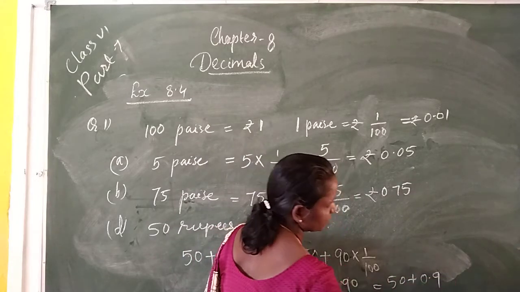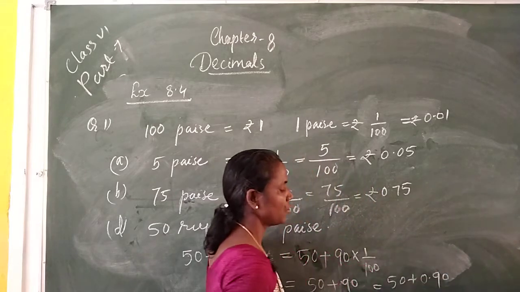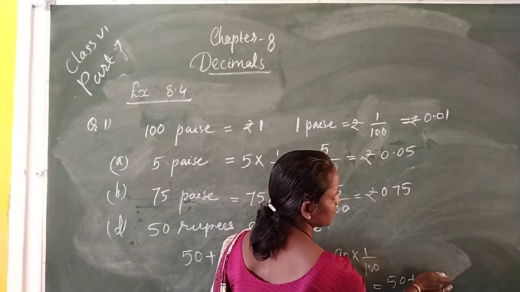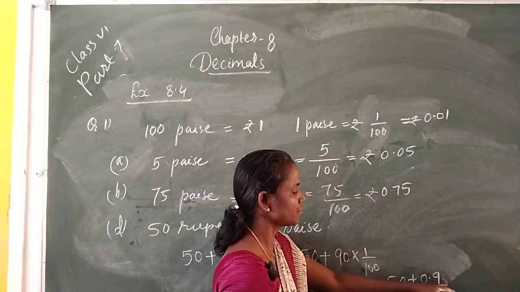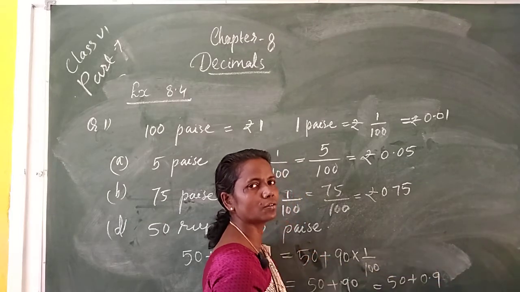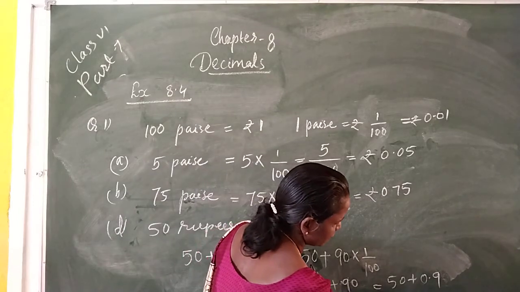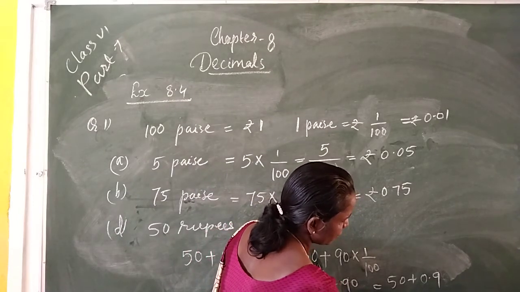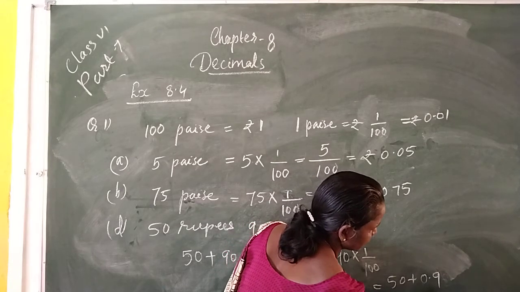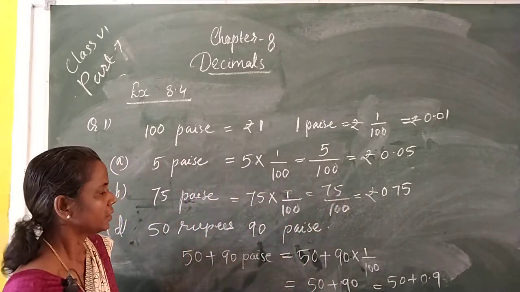90 by 100 in decimal is 0.90. This last 0 is not compulsory to write here, because if the 0 is here or not here, the value is not changed. So we can write 50 rupees, 50 decimal 9. It's clear?